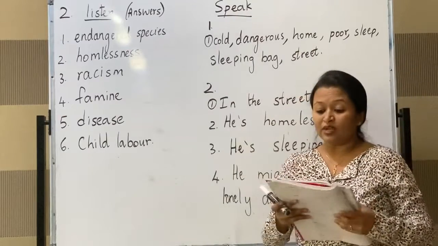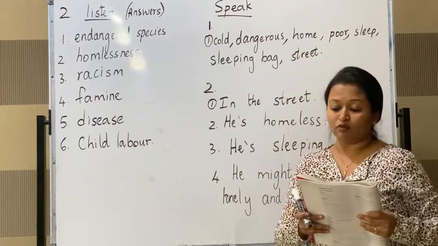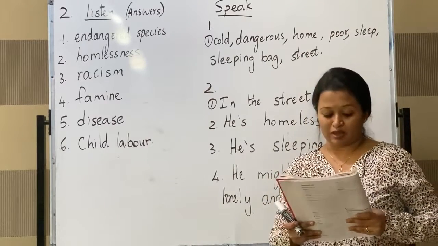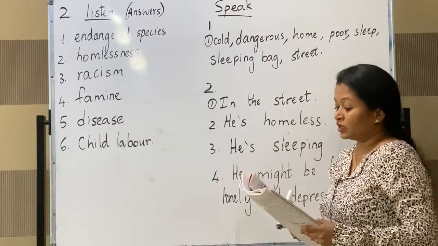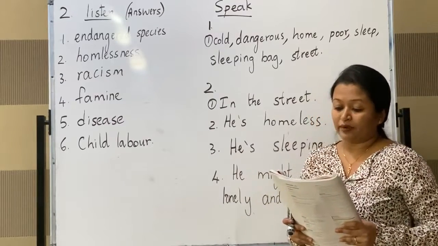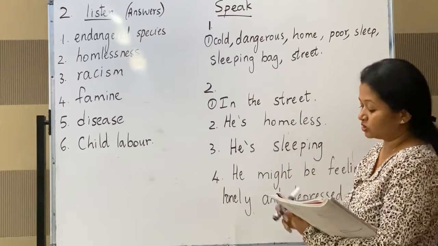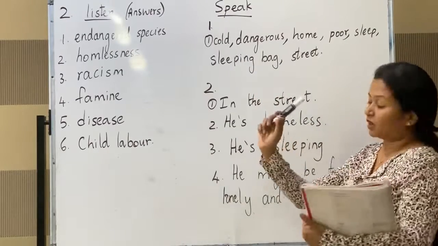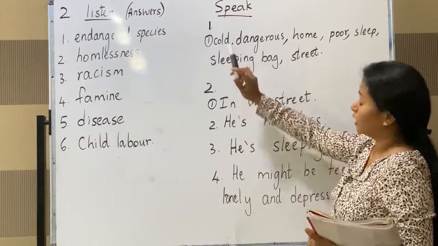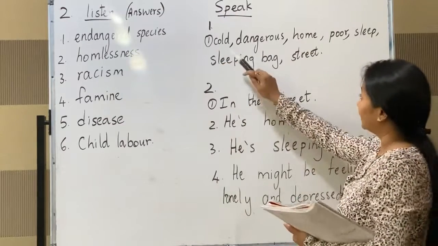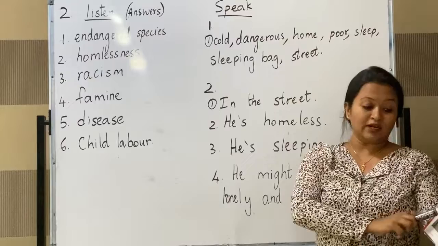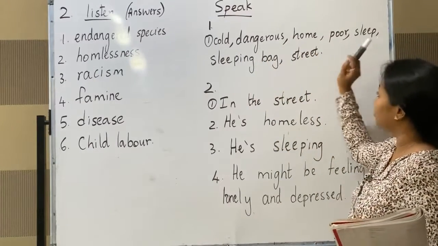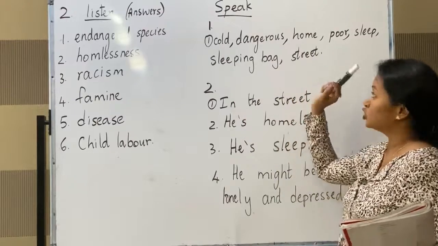Here it says, read the speaking tip below and look at the photo number 1. Which words from the box do you need to describe it? Now you see that in the photo 1, which words from the box you need to describe? So the words which describe the photo here, this man is sleeping. This picture here is picture number 1. It says he's homeless, right? So he'll feel cold, dangerous, home, he's poor, he's sleepy, he has a sleeping bag and he's on the street.